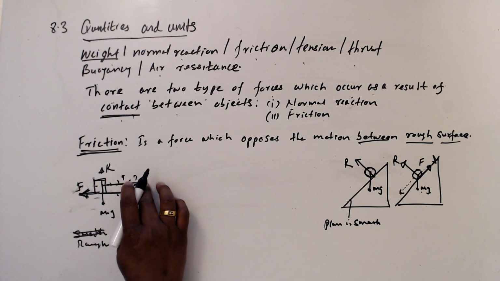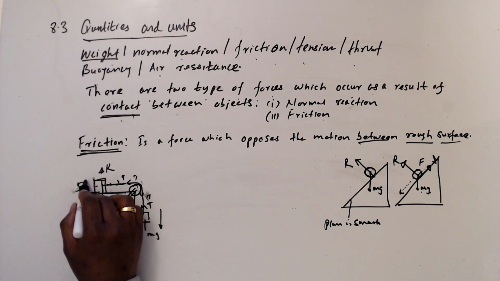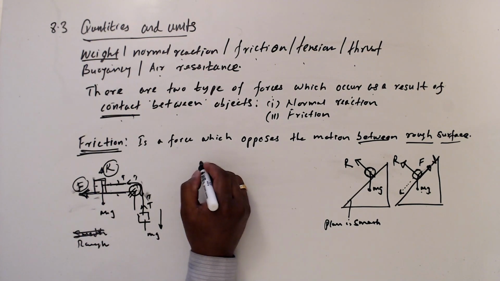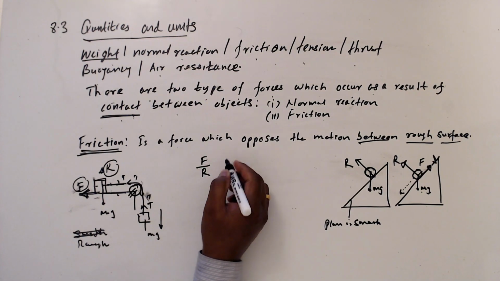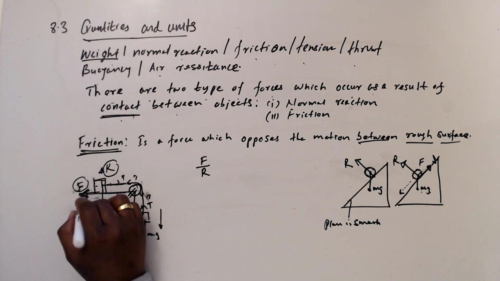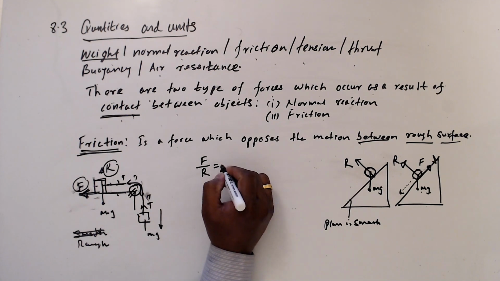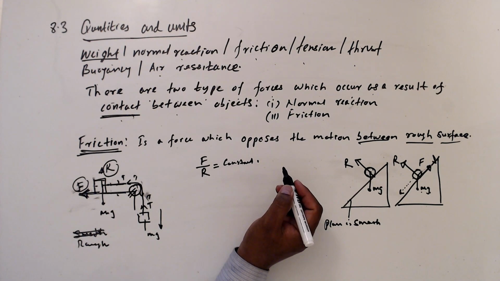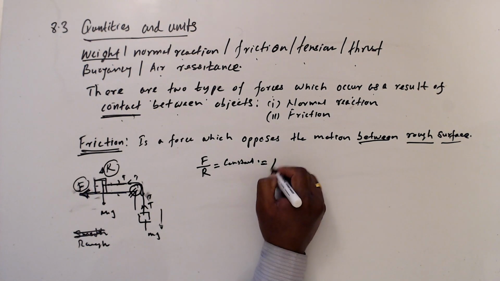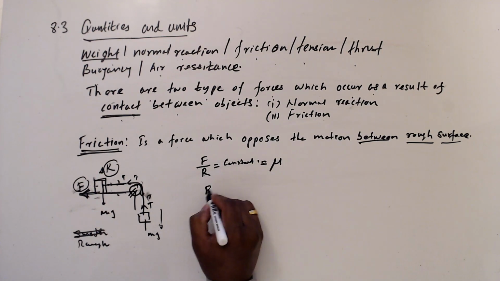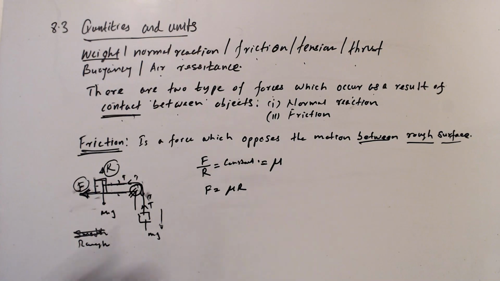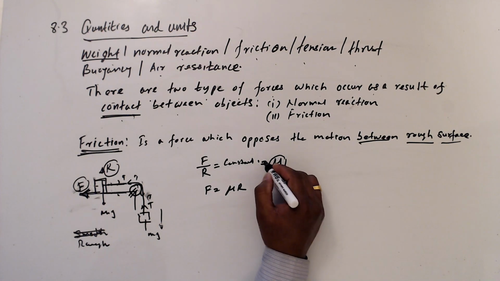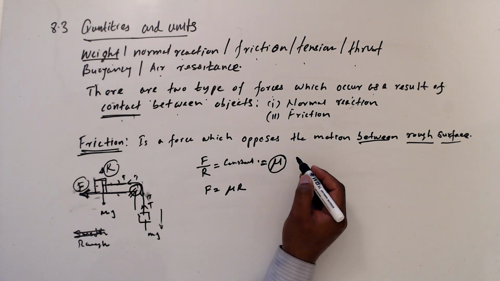Later we will learn there is an important relationship between friction force and normal force. That is, friction divided by normal force, F over R, where F refers to friction and R is the normal force, is going to be a constant. Usually we refer to this constant as mu. By cross multiplying we can write F equals mu R. This mu is a constant and it is unique to the surface.